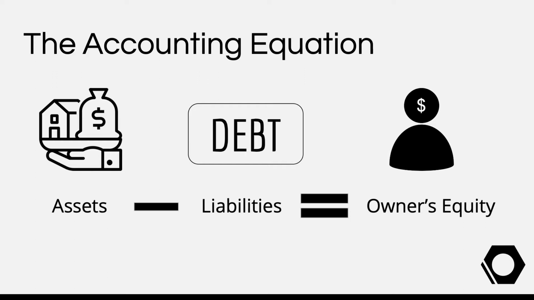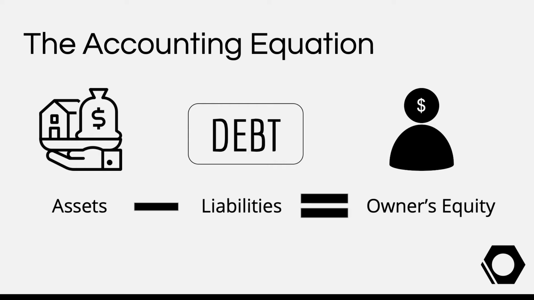Current assets are assets that are typically converted into cash or used within 1 year. For example, inventory, accounts receivable, and supplies. Long-term assets are more permanent and are expected to last long periods of time, such as equipment or property.